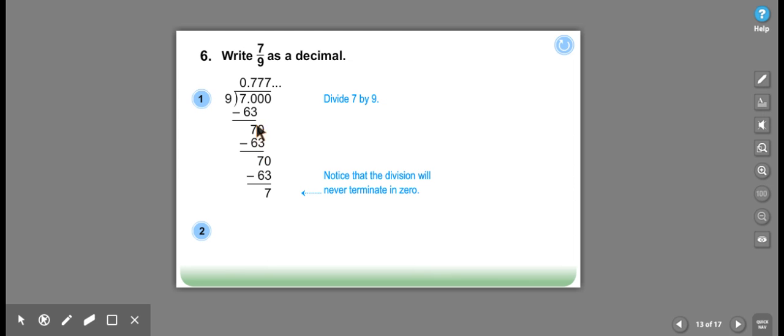And if you notice, we just kept on getting the remainder of 7. And notice that the division will never terminate in 0. So this is what we call a repeating decimal, because in the quotient, the numbers are repeating. So we just use bar notation with that. So 7/9 equals 0.7 repeating, or 0.7 with the bar over the 7 on top.